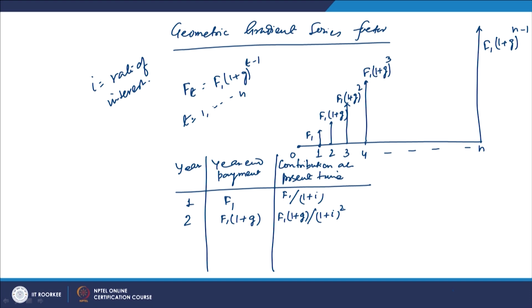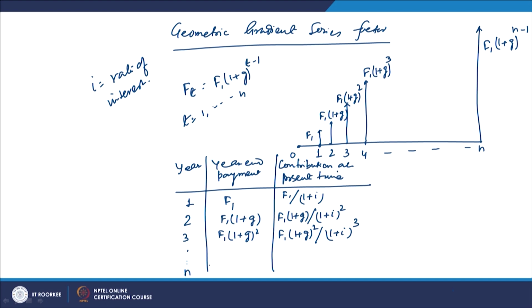So, that is how it goes. So, third year it will be F1 into 1 plus G, and again you will have 3 time periods which are there in between. So, it will be F1 into (1 plus G) raised to the power 2 divided by (1 plus I) raised to the power 3.